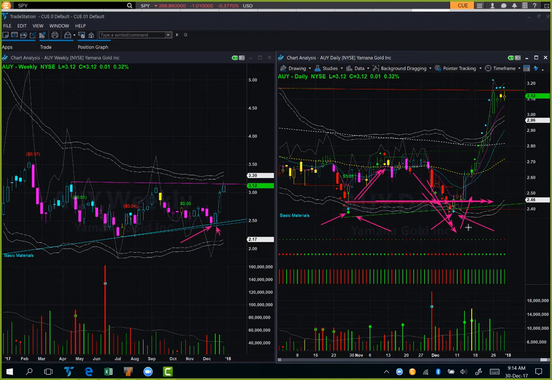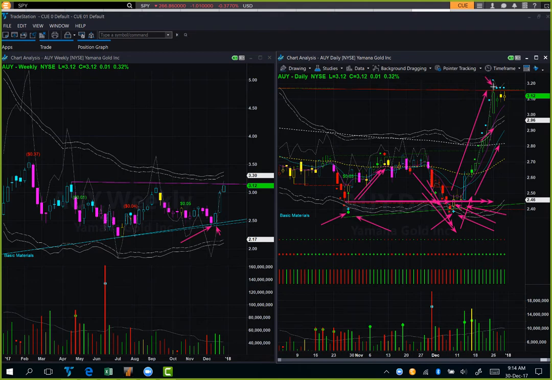Such false breakouts tend to pull in the last minute short traders and then stop them out as it reverses. So we could take a long trade right when the reversal happened, and as GLD went up, AUY also went up from there, went much further than the upper boundary line. I had taken a long position in AUY.